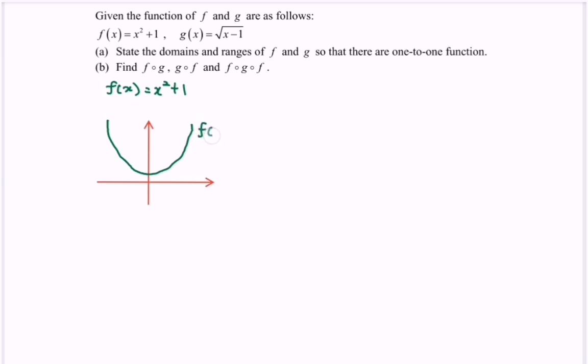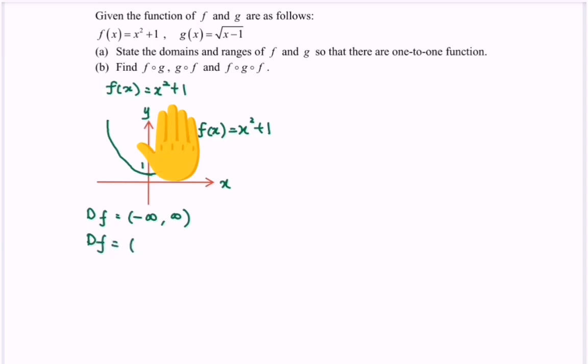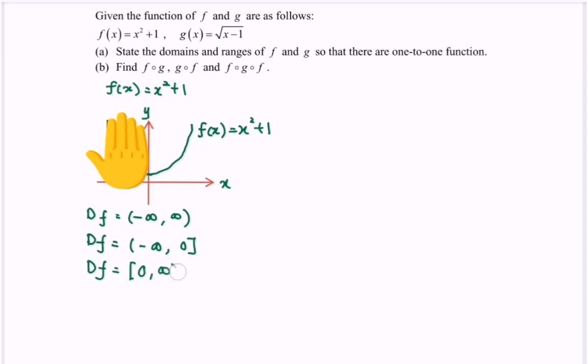Automatically, the graph will be something like this. So here we have the function f(x), where we have x squared plus 1, and here we have the value 1. So x-axis, y-axis. As we all know, the domain for this case would be negative infinity until infinity. But if the domain is negative infinity until infinity, it will not be a one-to-one function. So in order to make it a one-to-one function, the domain will be either negative infinity until 0, or start from 0 until infinity.